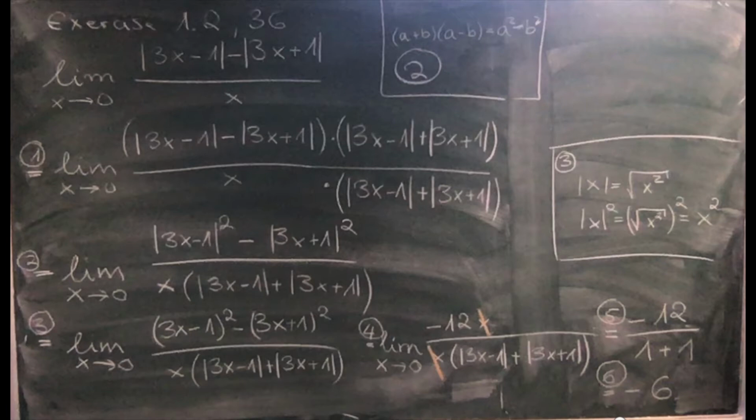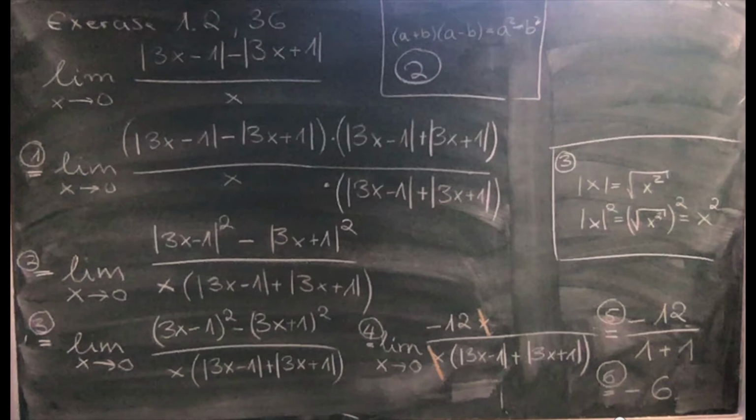This is the third binomial formula, a plus b times a minus b equals a squared minus b squared. And usually we want to go from the right to the left, factoring a squared minus b squared to then be able to get rid of one of the factors that we obtain. But here we do it the other way around.